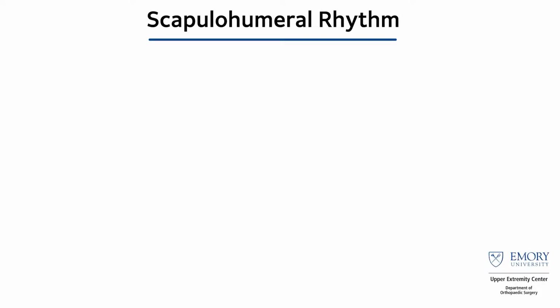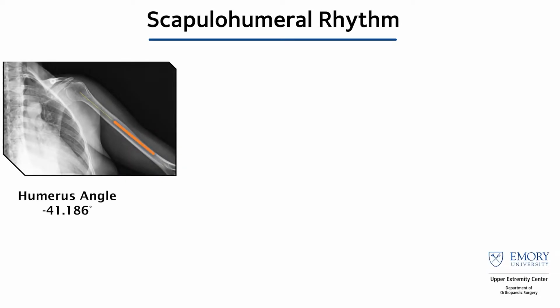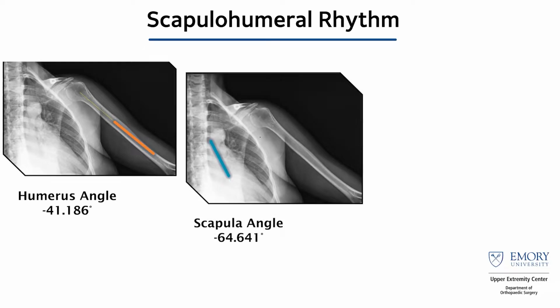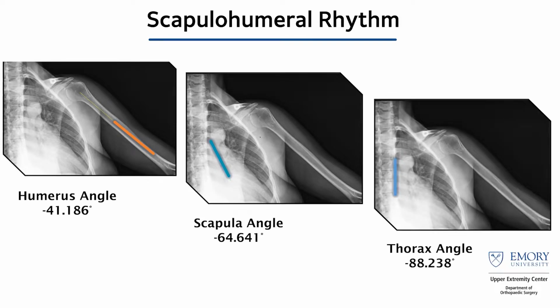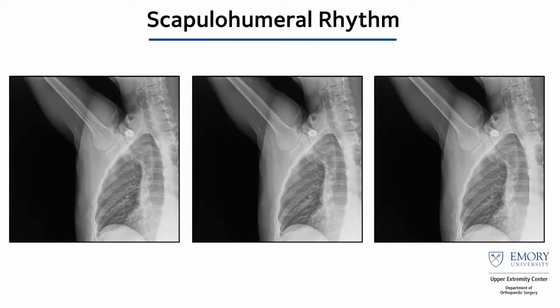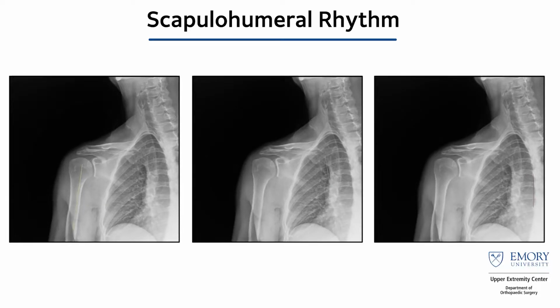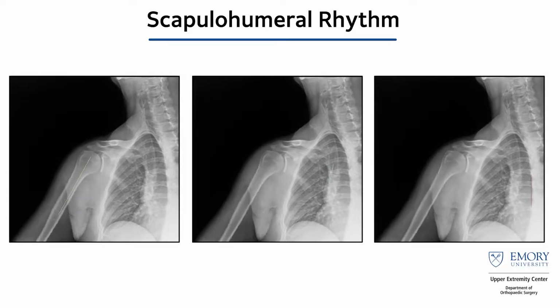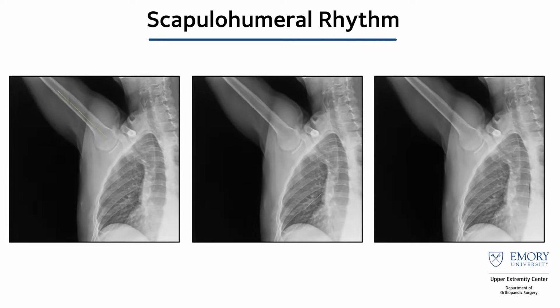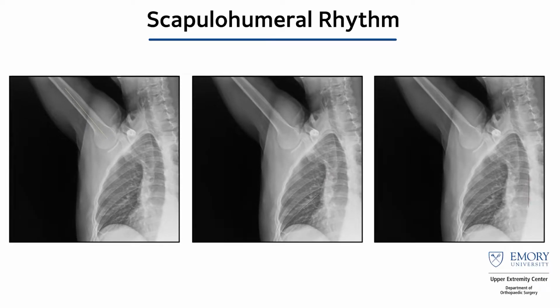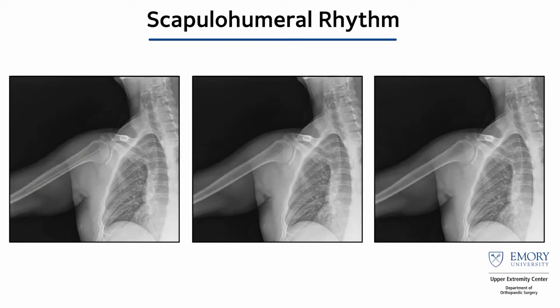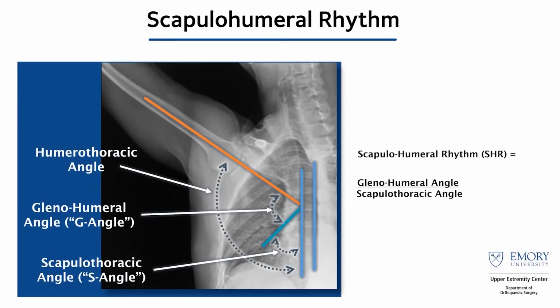Using certain angles like the humeral angle, measuring between the humerus and a longitudinal line, the scapular angle and the thorax angle, we were able to start to quantify this idea of scapulohumeral rhythm. And so you can see in these images the glenohumeral joint, but you can also see the scapulothoracic joint. You can see how it's moving. You can see through the arc of motion how the contribution of the glenohumeral and the scapulothoracic joint changes. We quantified this idea of scapulohumeral rhythm based off of Codman's initial equation.